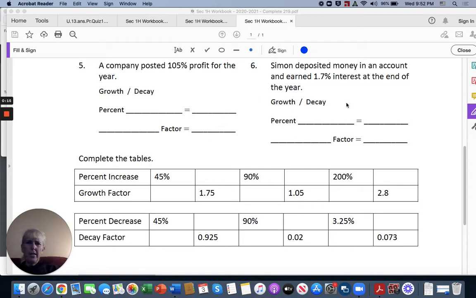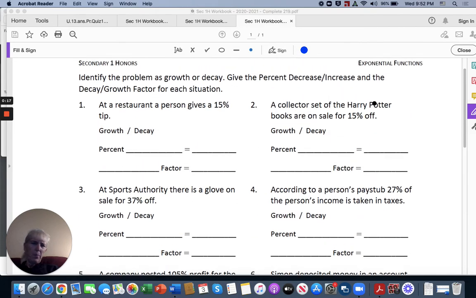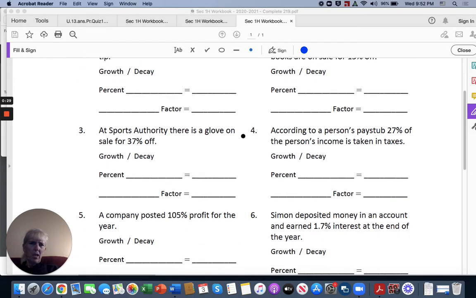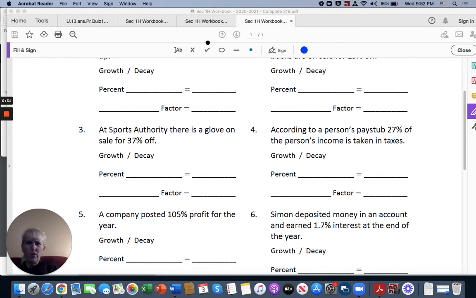So I'm going to go ahead and fill in a couple of these. Identify the problem as growth or decay. Give the percent decrease or increase and the decay or growth factor for each situation. So I think I'll start with number 4 over here.